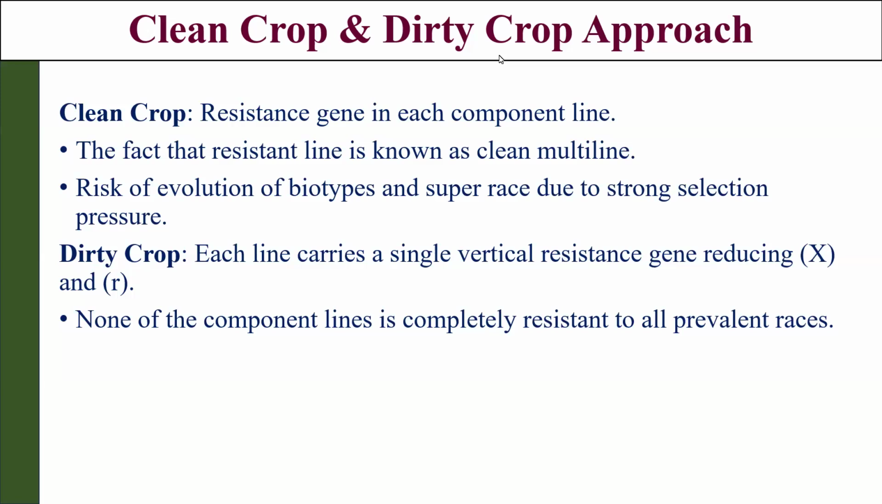In the earlier clean crop approach, we were stacking all the different resistant genes into a single line, so every line of your multiline consists of all the resistant genes. But in the dirty crop, each line has some resistant genes, but not all. When you take the multiline population as a whole, it has all the resistant genes for the relevant races of the particular area. This is called the dirty crop approach. Here, the chance of development of a super race is very low.